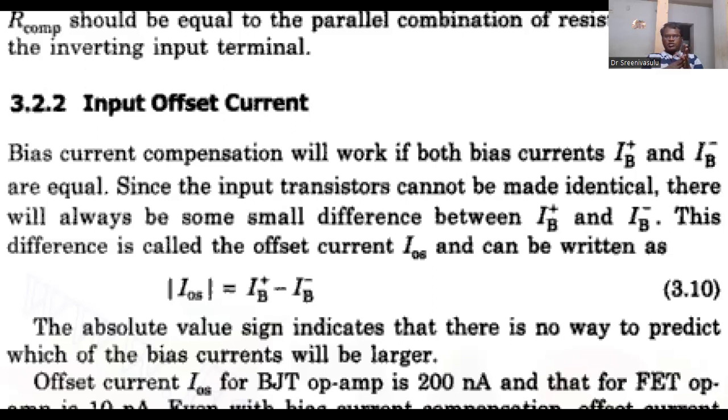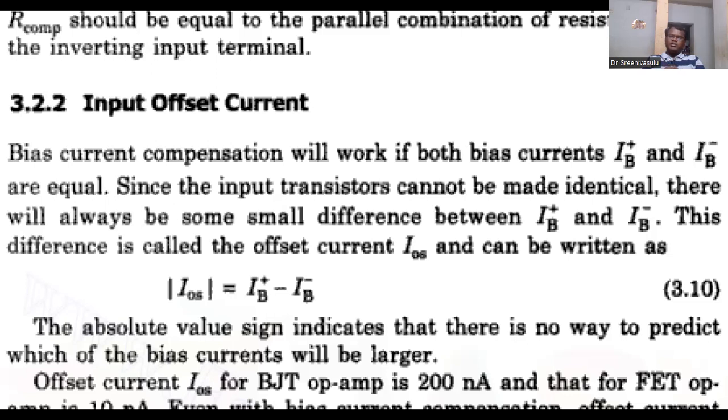If we draw the characteristics of any two transistors, definitely there may be slight changes. So the two input transistors cannot be made identical. There will always be some small difference between IB plus and IB minus. So what is IB plus? The current drawn by the non-inverting input terminal base.